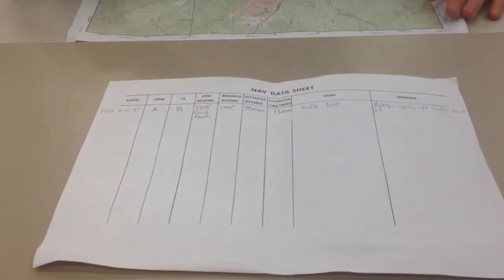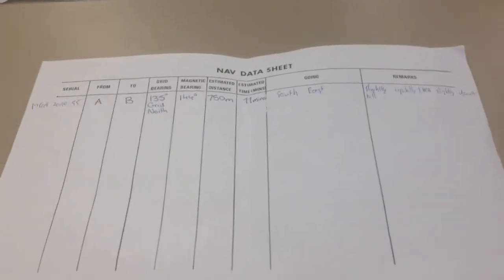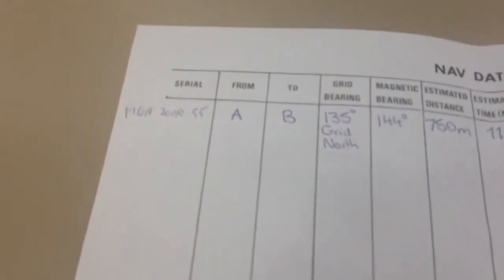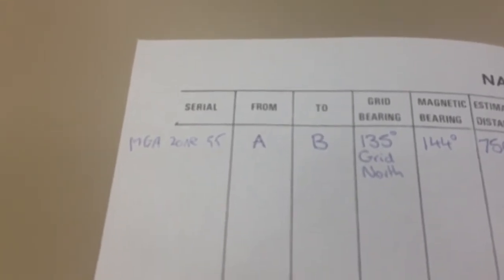Let's take a look at our NAV data sheet. You'll see we have spaces for us to write below the headings for each information slot. The very first slot, serial, is allocated to using the map reference, e.g. what map you're using, which is shown on our map in the top left-hand corner.